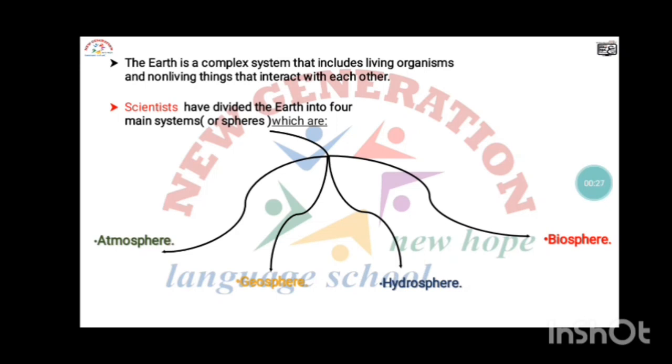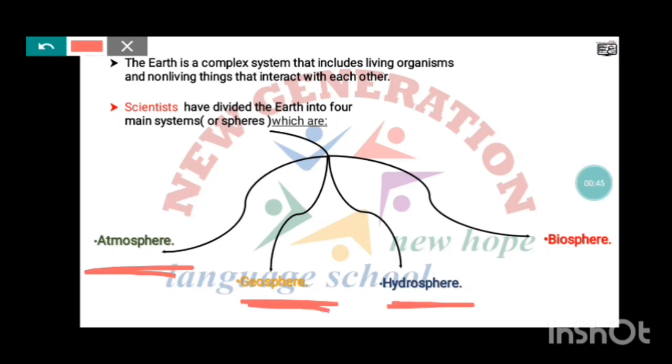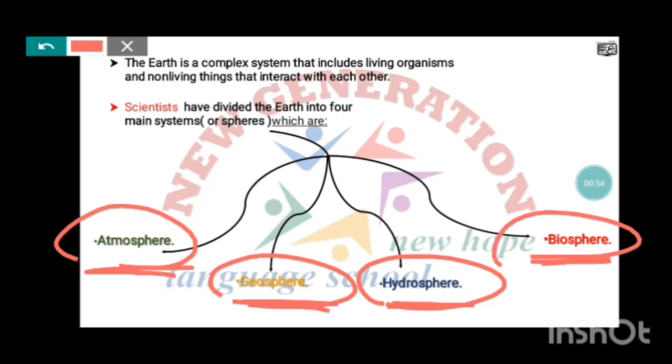Scientists have divided the Earth into four main systems or spheres. Number one, atmosphere, geosphere, hydrosphere, biosphere. Again, atmosphere, geosphere, hydrosphere, and biosphere.